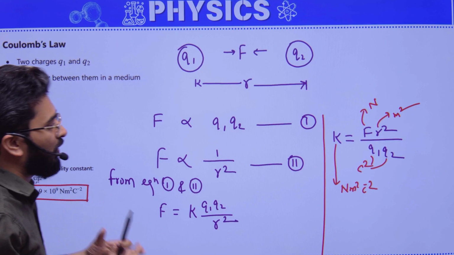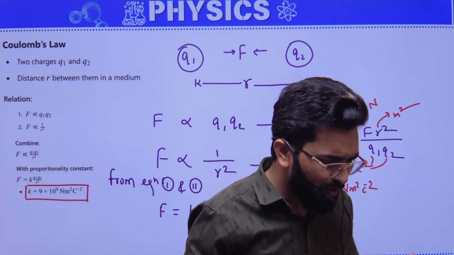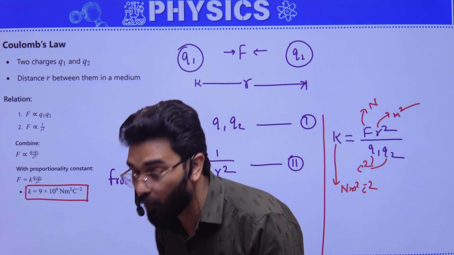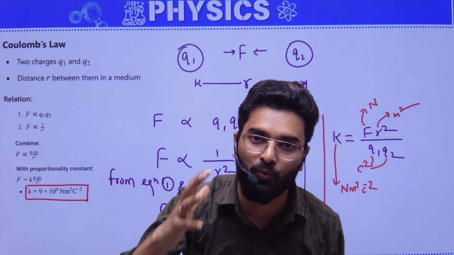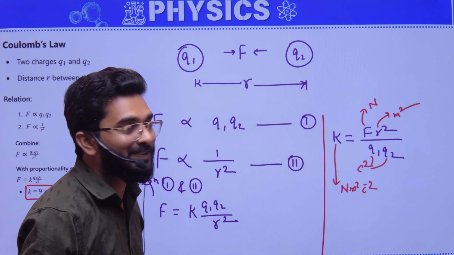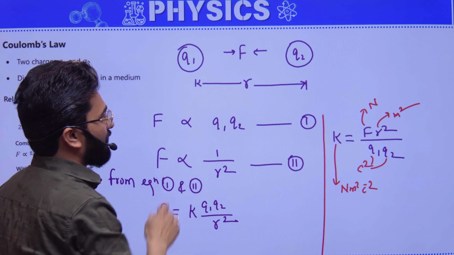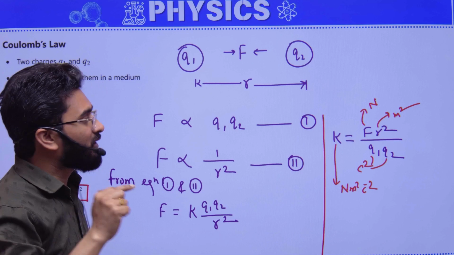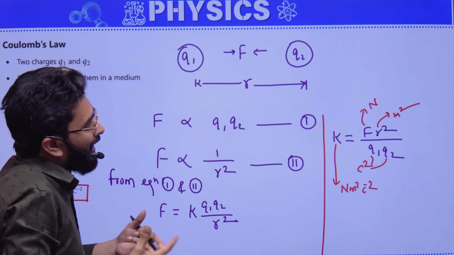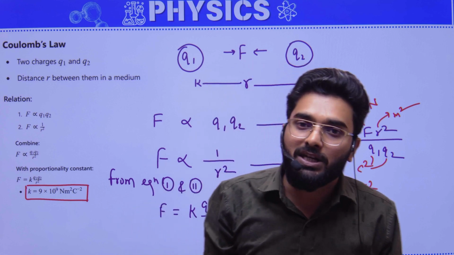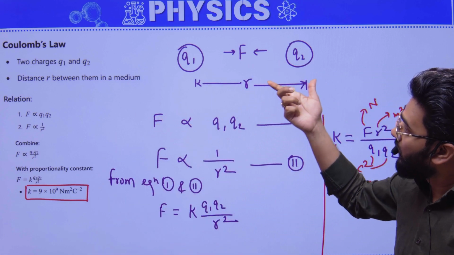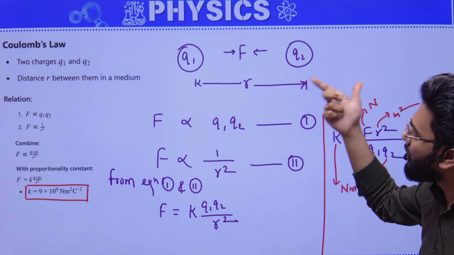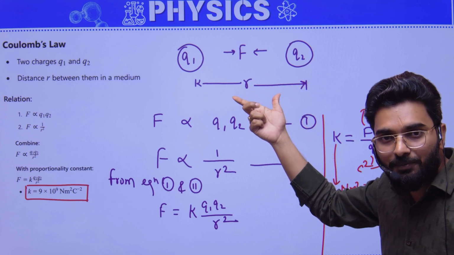Actually, what is Coulomb's law? Coulomb's law is very simple, discussing two charged bodies. Let's suppose we have two charged bodies Q1 and Q2 separated by a distance r, and the force acting between the two charged bodies is F. We don't know the nature of the charges. If these charged bodies have like charges, then the nature of the force will be repulsive.